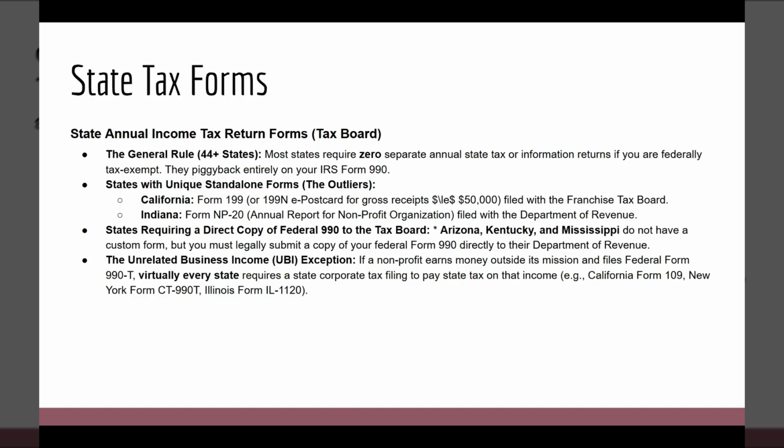The next thing you have to work on is the state tax forms. So most states do not have a separate form that they need you to file. 44 of the states do not need a separate form. They're good if you do the IRS's 990. As you'll see through the rest of this, that 990 is the biggest requirement out there. Most of the rest of these are much smaller. California and Indiana require a separate form to be sent, but it's a really small form. And once you've filled out the 990, it just takes a little bit more effort to get that state form completed.